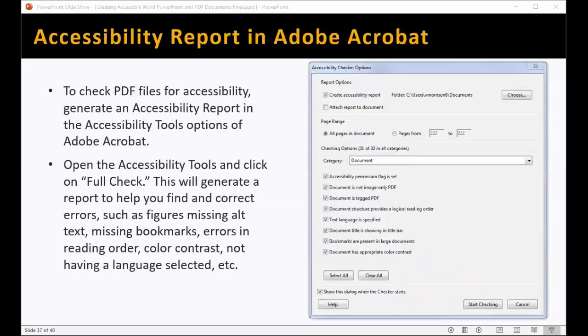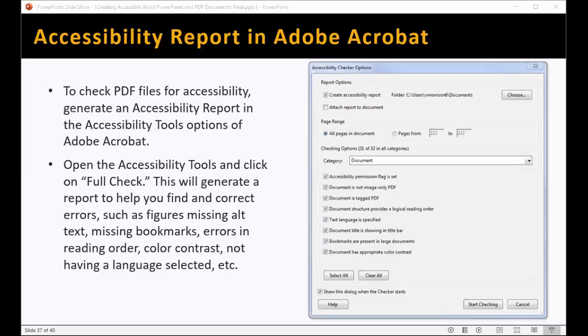Here is an example of the accessibility report in Adobe Acrobat if you want to check a PDF for its accessibility. In order to generate an accessibility report, you will open up Tools, then you'll select Accessibility Tools, and then you can click on Full Check, and it'll take a minute, and then this screenshot shows you an example of the accessibility checker options.